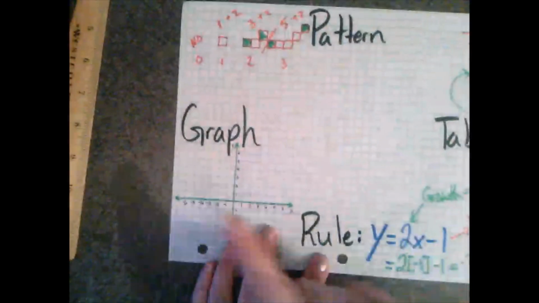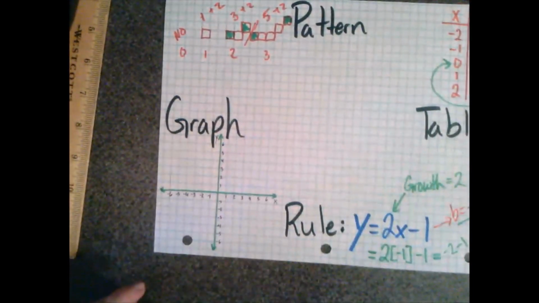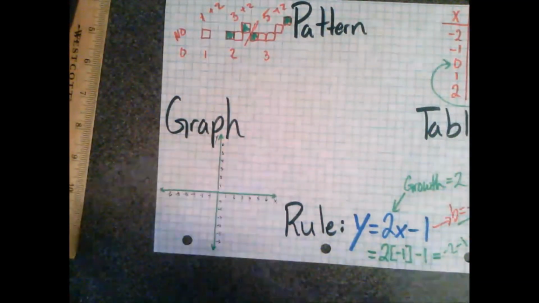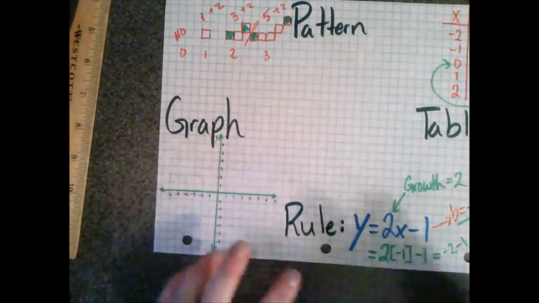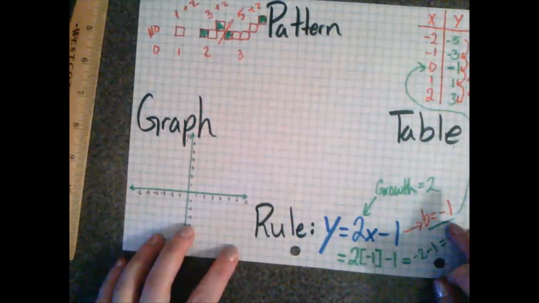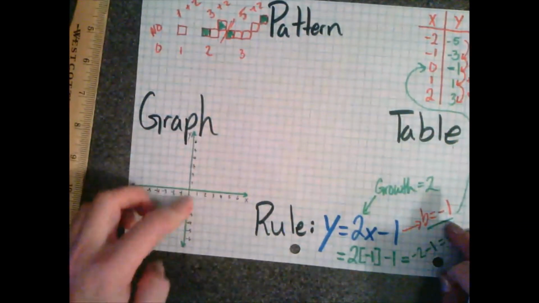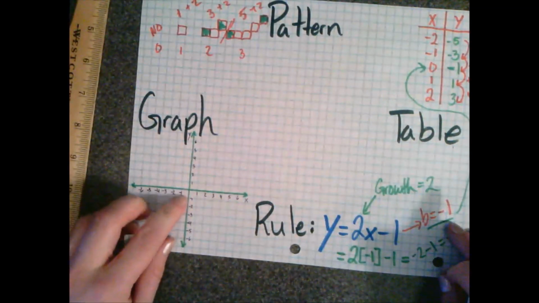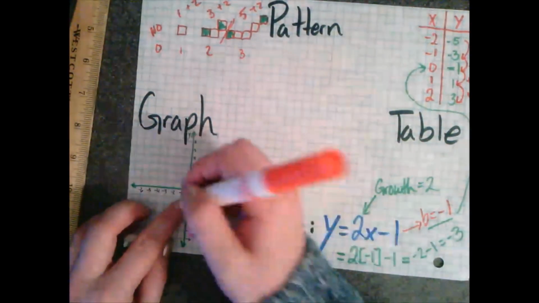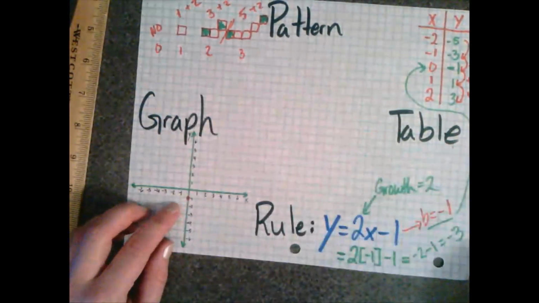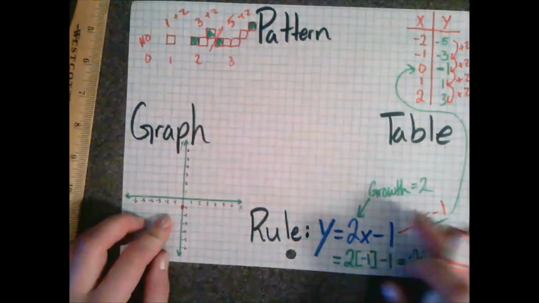Now let's go rule straight to graph. I graphed in green, so let's do it in red. B, remember, is my y-intercept. It's where it crosses my y-axis. So I get to just put a dot at negative 1. Dot. And then my growth is 2.